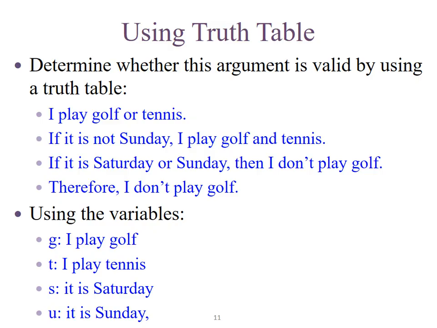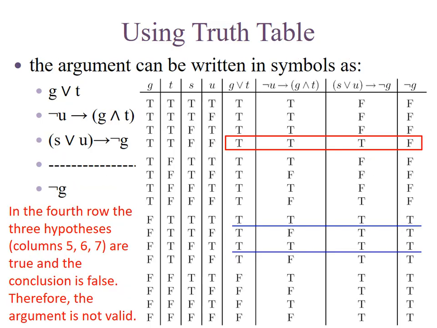So let's rewrite the premises and conclusion into the variables. Play golf G, play tennis T, Saturday S, Sunday U. Then we can rewrite the premises and the conclusion into this propositional logic. Then we can verify by truth table. If all these premises are true, then we can draw the conclusion true. That's the definition of a valid argument.